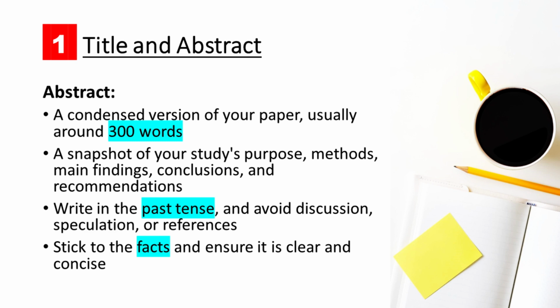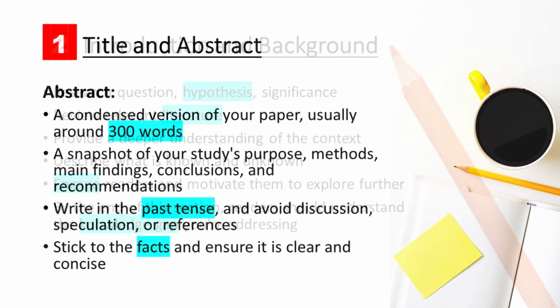Abstract. The abstract is a condensed version of your paper, usually around 300 words. It provides a snapshot of your study's purpose, methods, main findings, conclusions, and recommendations. Write in the past tense, and avoid discussion, speculation, or references. Stick to the facts and ensure it is clear and concise.